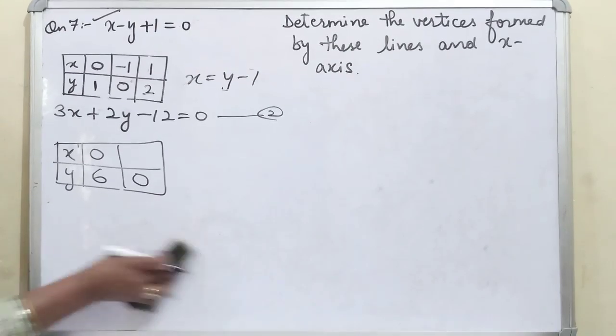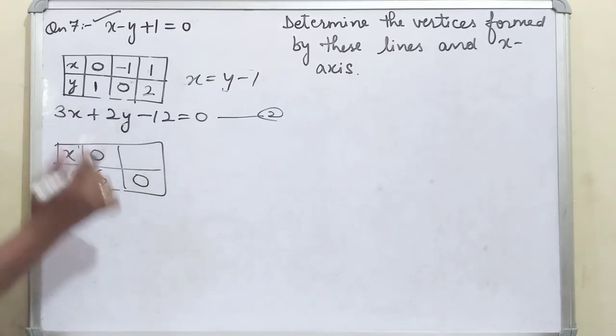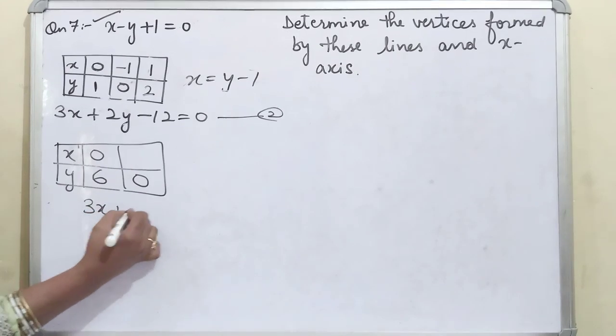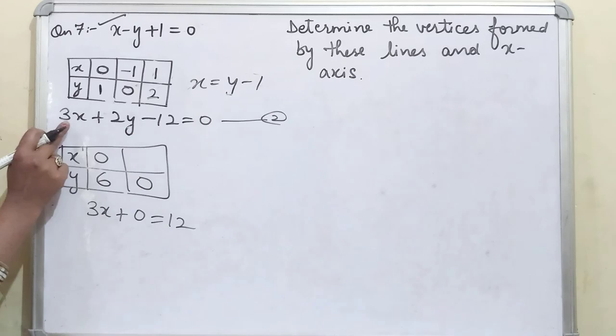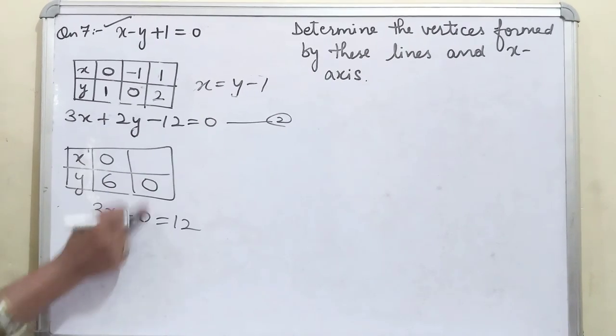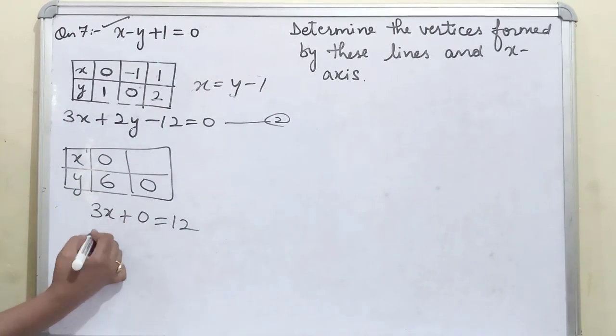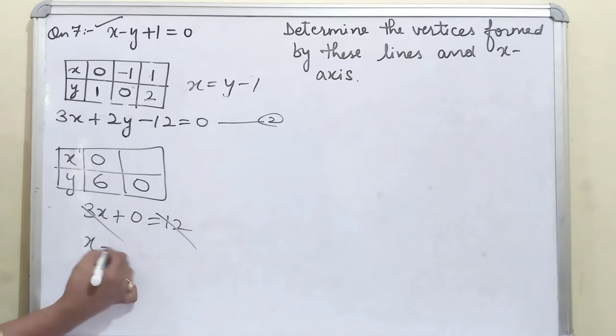And if you put y equal to 0, 3x plus 0 equals 12, and x is equal to 4.